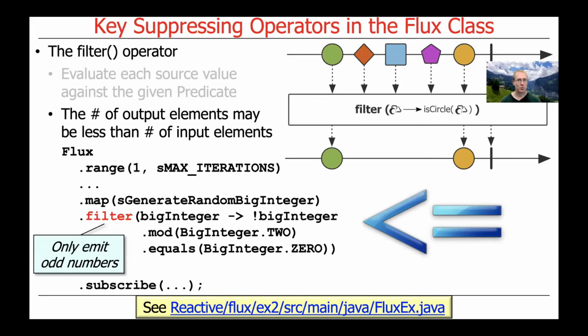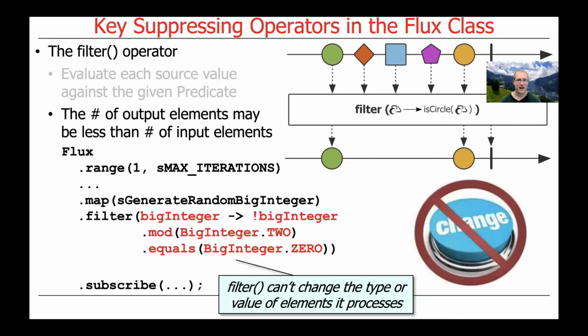So here's an example that we'll look at more later, which is going to generate a bunch of random BigIntegers. We'll talk more about how that gets done when we get to the case study. But the part we're focusing on here is it's going to emit only odd numbers. We're doing this as part of prime number checking. So there's no point in checking to see whether an even number is prime, because of course it won't be. So in this particular case, we're going to filter out anything that is an even number and only take numbers that are odd numbers.